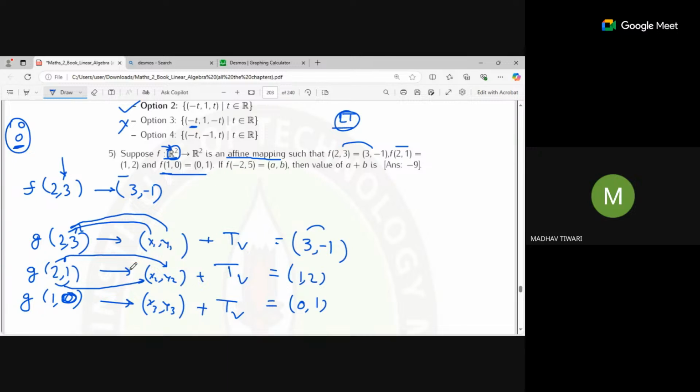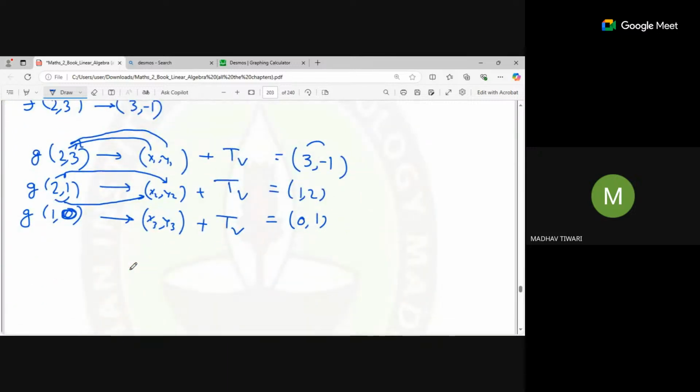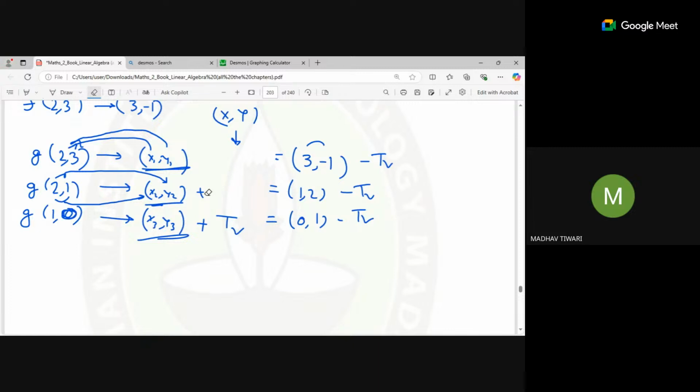What I am basically stating here is that first of all, my translatory vector is some x comma y. Let's continue with this. Whatever linear transformation I get, I can write it as 3 minus translatory vector, minus translatory vector, minus translatory vector, like this. This is the linear transformation that I am doing here. Let me remove this part, now it will be clear to you.